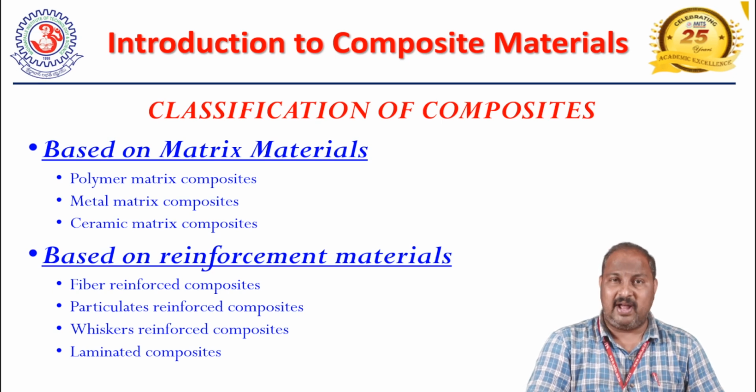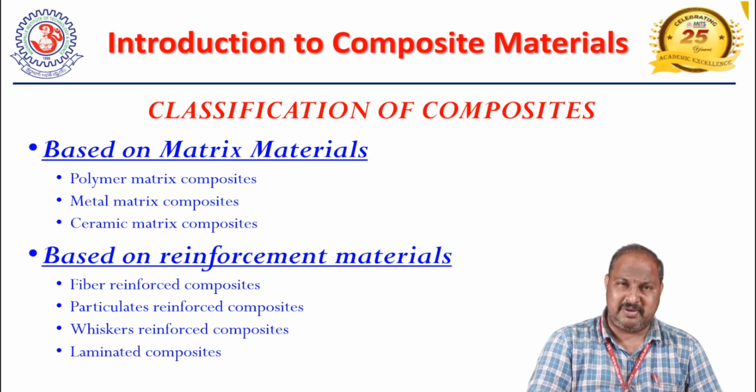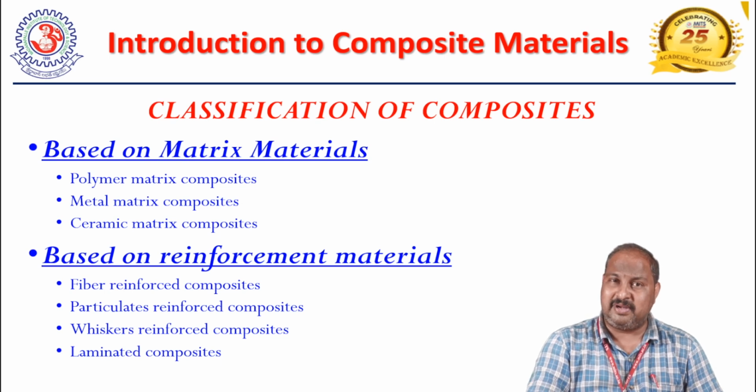Beyond that, we have natural composites and other special cases. Those are a special category of composite materials. But since either the matrix or the reinforcement falls under one of these categories, we can classify them under the same.